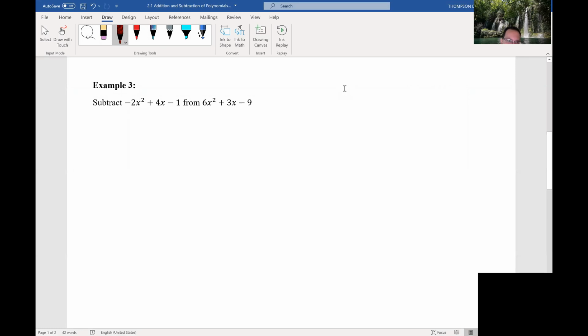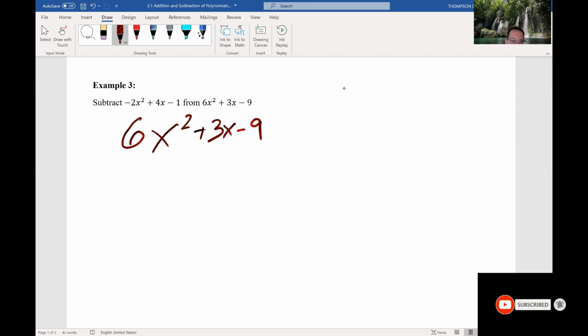Example 3, it says subtract negative 2x squared plus 4x minus 1 from 6x squared plus 3x minus 9. This was a little bit confusing, so let's write this one out. So we're subtracting the first polynomial from the second one. So let's write it vertically. So we have 6x squared plus 3x minus 9. And we're subtracting negative 2x squared plus 4x minus 1. So we're subtracting these two.